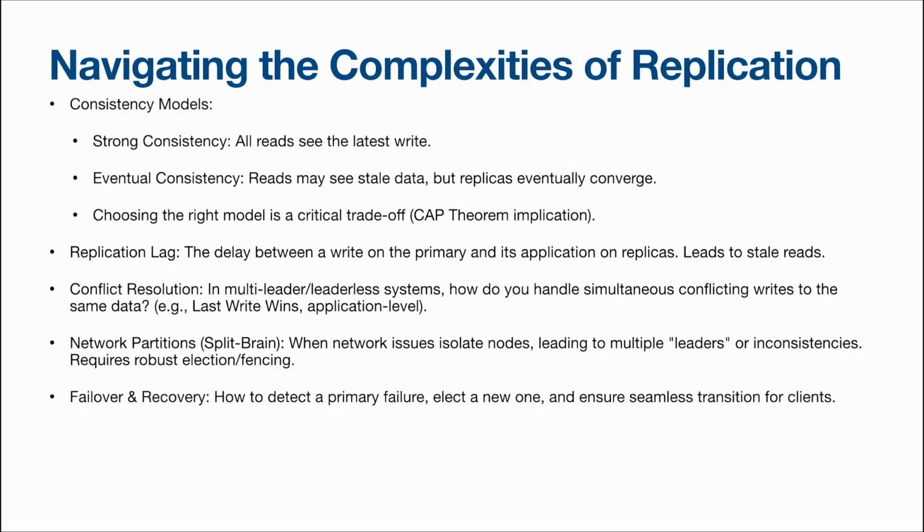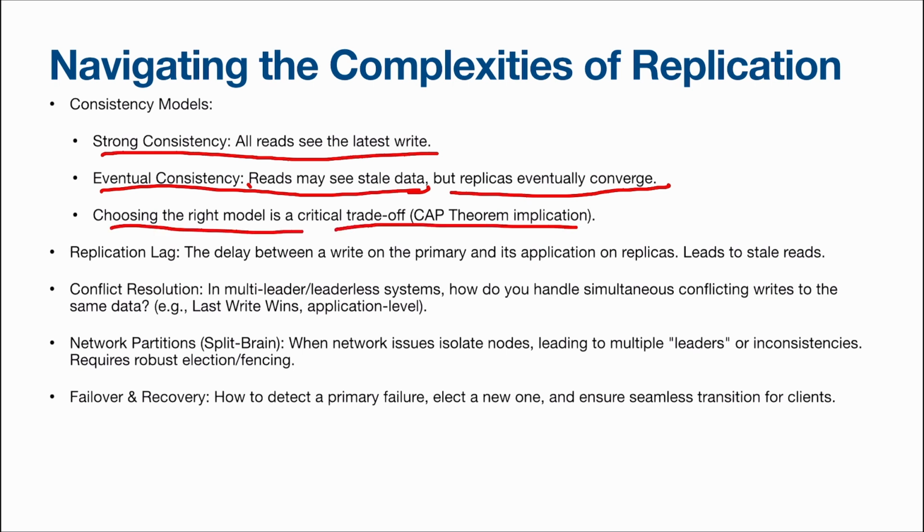Well, replication is definitely necessary for distributed systems, as we have seen, but it comes with its own challenges, of course. So first of all, we need to figure out what kind of consistency model we want to go for. If it is strong consistency, where all reads see the latest write, then our synchronicity model has to be different. Then with eventual consistency, the reads may see some stale data, but replicas eventually converge. But for the sake of performance, we can sometimes choose this. So choosing the right model is a critical trade-off in CAP theorem.